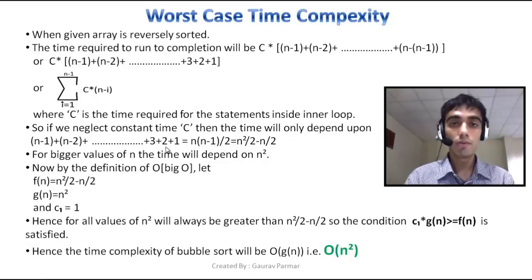So by definition of big O, we can assume a function g(n) equal to n square, and in this case our function f(n) will be equal to n square divided by 2 minus n by 2.